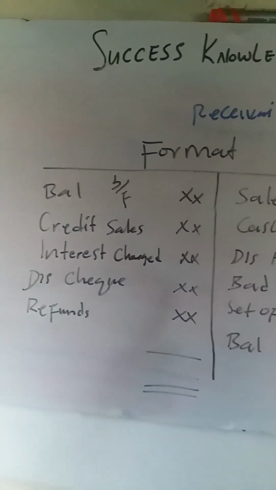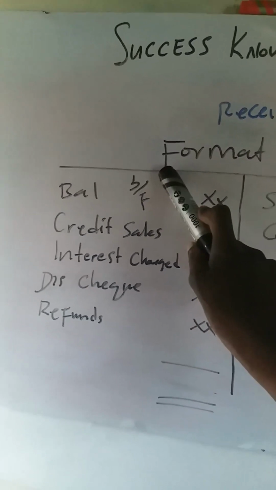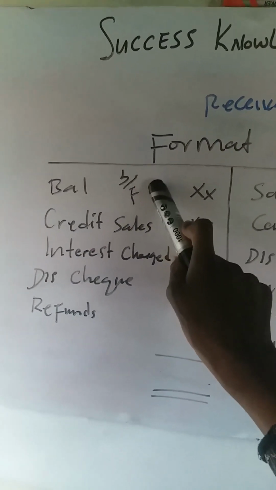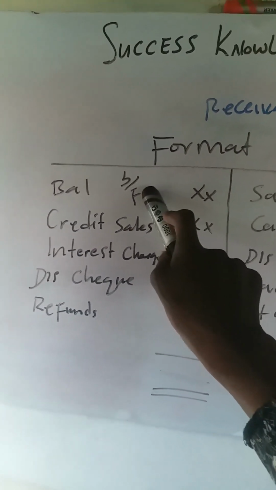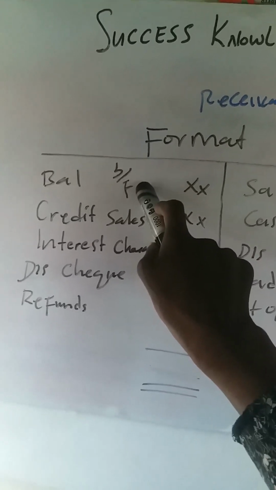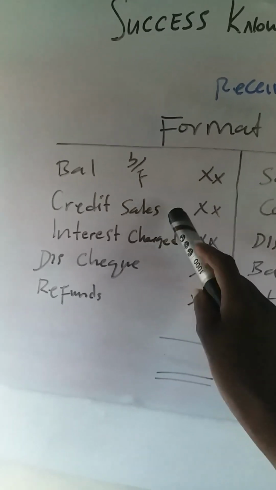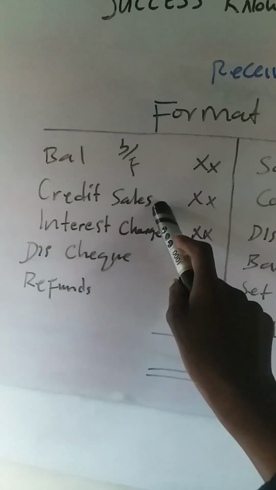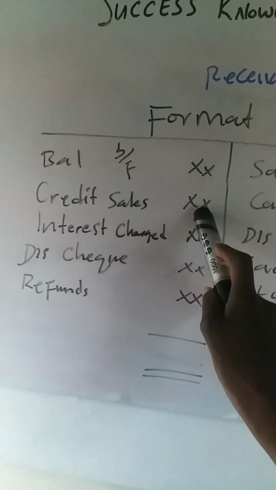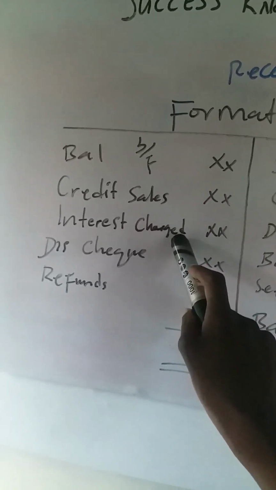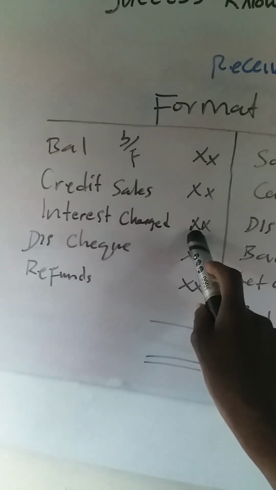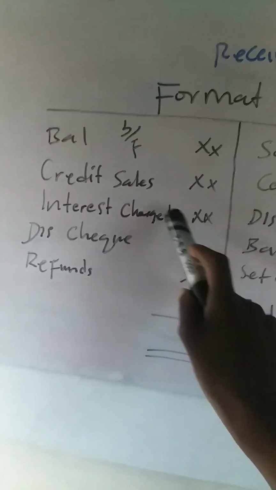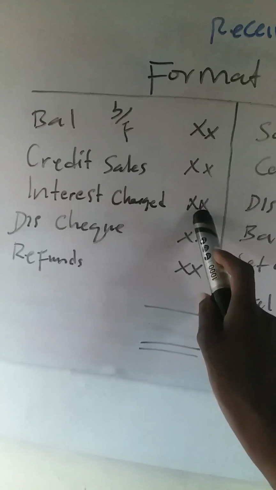On the debit side, we have the balance brought forward. This is the balance brought forward from the previous period, the previous accounting year. Then the credit sales, more sales that we make to our credit customers, you debit. And then the interest charged. This is the amount we charge if they delay to pay us on time, so we debit that amount.